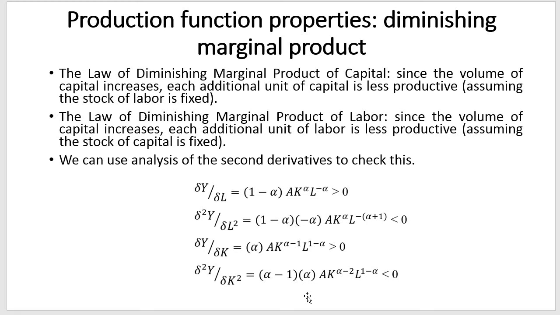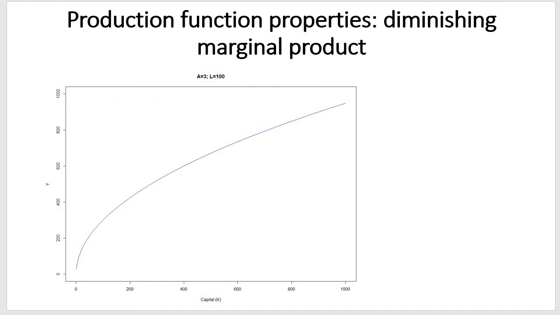So the negative value of the second derivatives of the production function just reflects the law of diminishing marginal product of capital and diminishing marginal product of labor. Graphically, it's depicted here. On this graph, I assumed that the value of the technological coefficient is equal to 3, the stock of labor is equal to 100 units, and I just draw output against the value of capital.